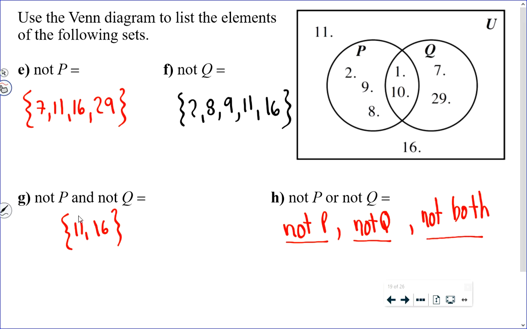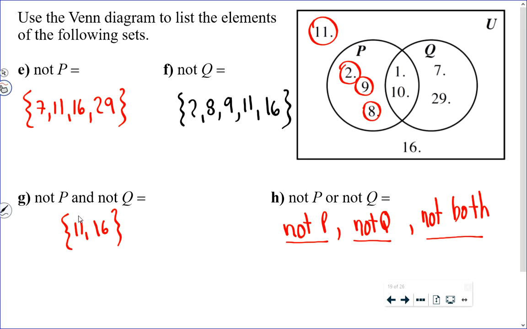So is 11 not P? Yes. Is 2 not P? No. But 2 is not Q. So if 2 is in there, so are 9 and 8.